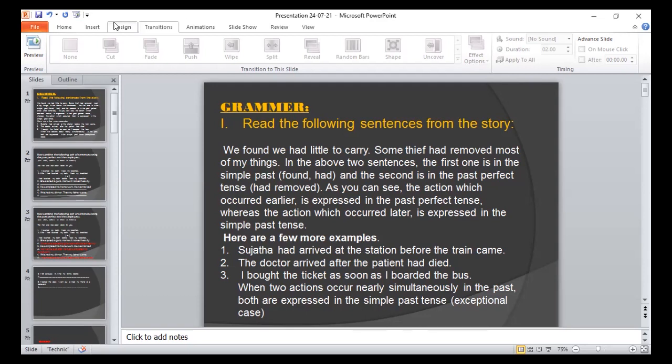And here are some more examples. See, Sujata had arrived at the station before the train came. Here we have to combine these two sentences. Sujata had arrived is in past perfect tense, and before the train came is in simple past tense. When we combine these two sentences, we can use this type of tenses: past perfect plus simple past.